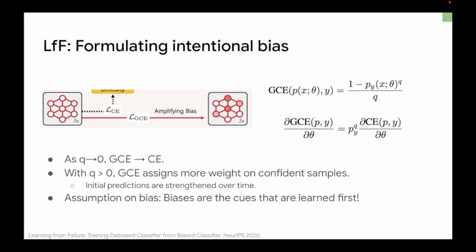But let's say there's a very hard example where the model fails to learn it in the first iteration. Then the py value for that sample will still be quite low, if not in the first few iterations. And therefore, py to the power of q will be also rather low. Okay, the greater the q is, this factor will be even lower for harder samples.